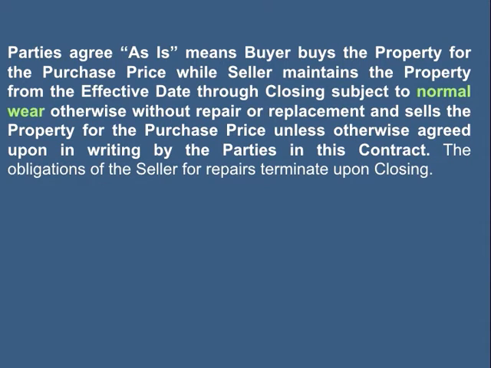It's mentioned several times in this contract. Parties agree that as is means the buyer buys the property for the purchase price, while the seller maintains the property from the effective date through closing, subject to normal wear, otherwise without repair or replacement, and sells the property for the purchase price, unless otherwise agreed upon in writing by the parties in this contract. The obligations of the seller for repairs terminate upon closing.